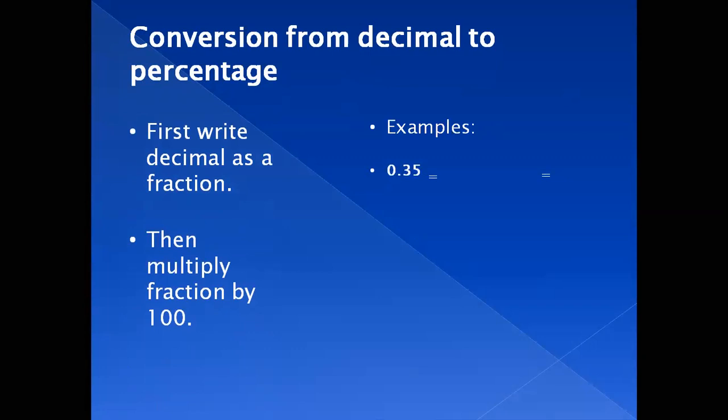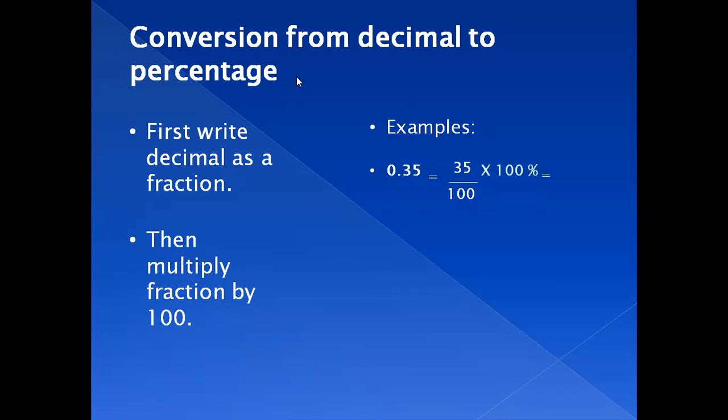0.35 is a decimal number, and first we have to convert this decimal number to a fraction. For that, we will simply divide 35 by 100. And why do we choose 100? Because we have to move the decimal point twice. And twice, where do we have to move it? We have to move it twice forward. And then the second step is to multiply this by 100%.